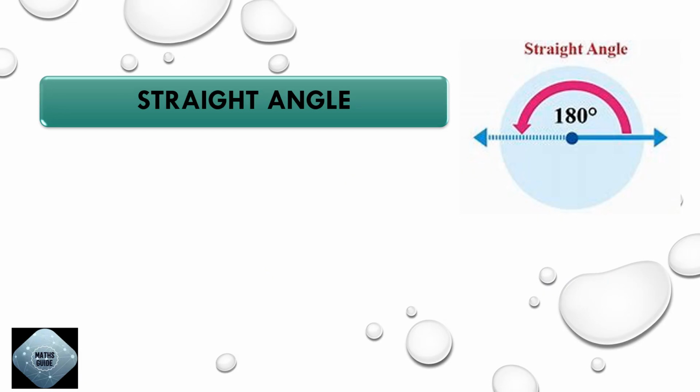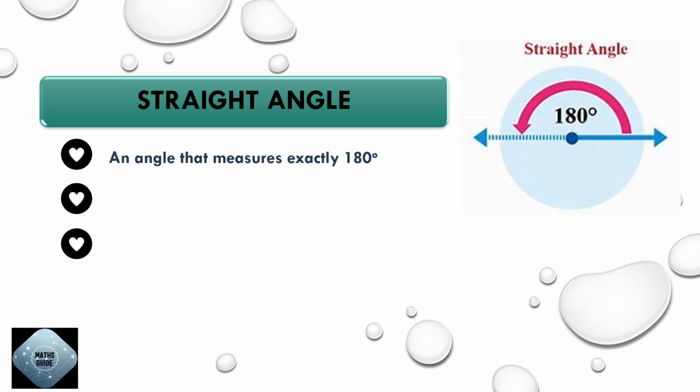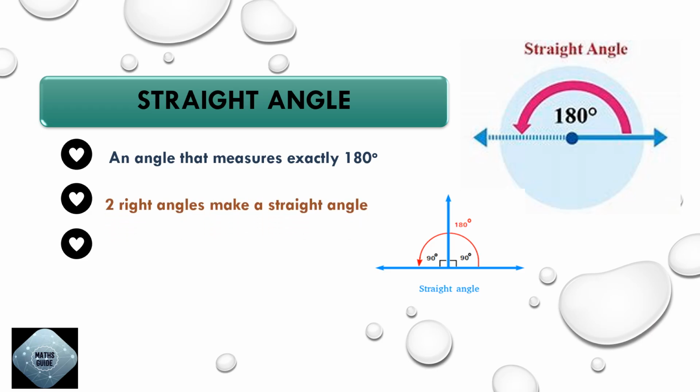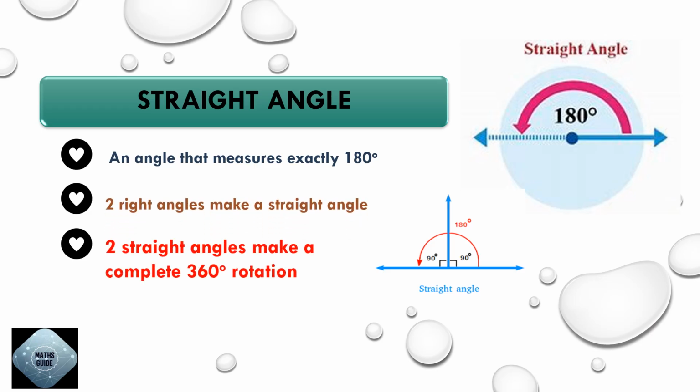When an angle completes its half rotation, a straight angle is formed. A straight angle is an angle that measures exactly 180 degrees. It forms a straight line creating two opposite rays that extend in opposite directions. Two 90-degree angles form a straight angle, and two straight angles make a complete 360-degree rotation.